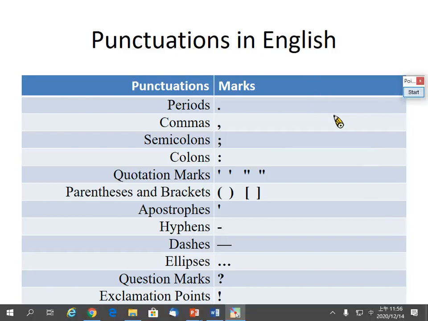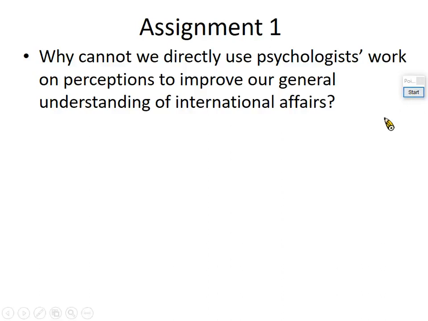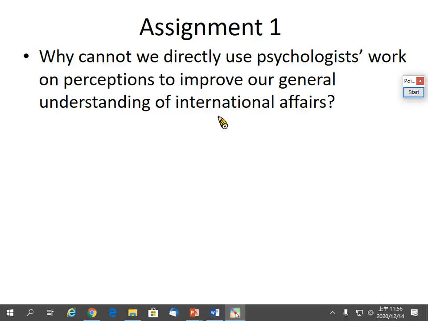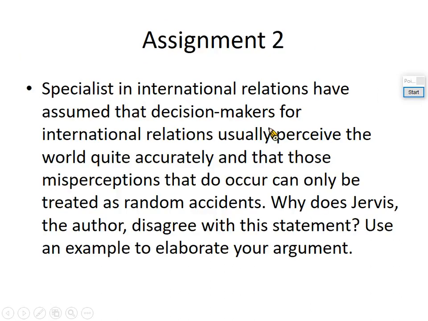Okay, and let's talk about the assignments for today. This is a big question, basically. Why cannot we directly use psychologists' work on perceptions to improve our general understanding of international affairs? There are five major faults, right? From the laboratory, a strong policy bias, and they do not analyze people who are friends and so on. There are some issues. So you can find the answers from the readings.